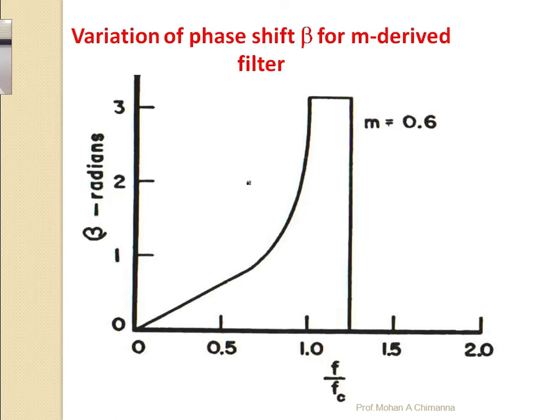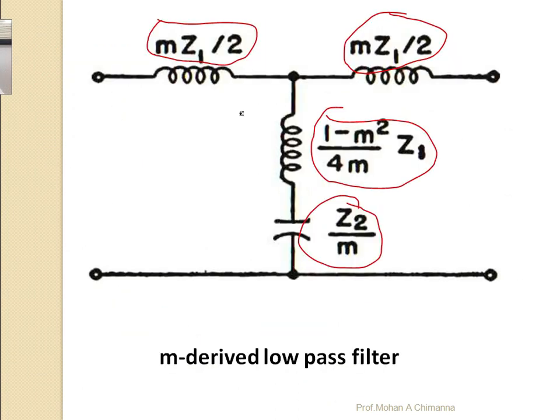Then here is the variation of the phase shift beta of the M derived filter. Beta stands for the phase, and this graphical representation shows the relationship between the frequency and the phase in the case of the M derived filter. One more thing to keep in mind: once you design the M derived filter, whether low pass filter or high pass filter, band pass filter, band stop filter is also.